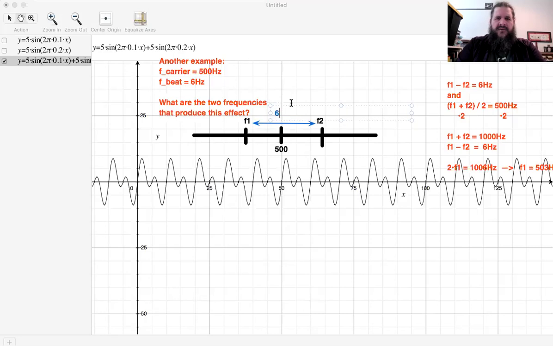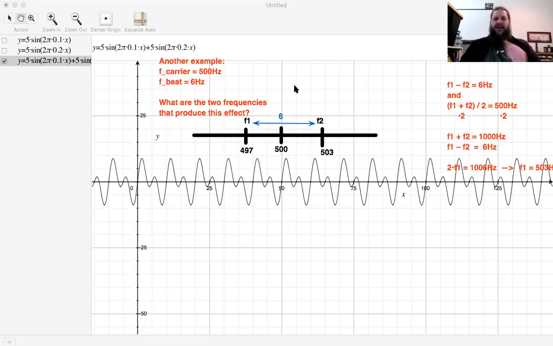So if you have 2 values that are 6 apart and equidistant from 500, how far in each direction are you going? Right, so we can just say 500 plus 3 on one side and 500 minus 3 on the other side. So that's another way to do it.